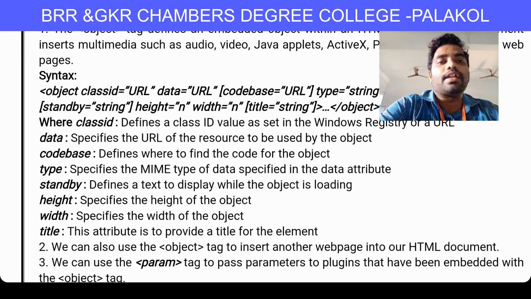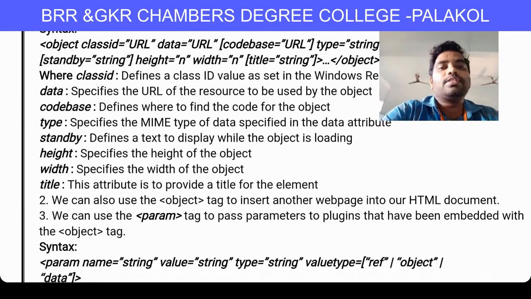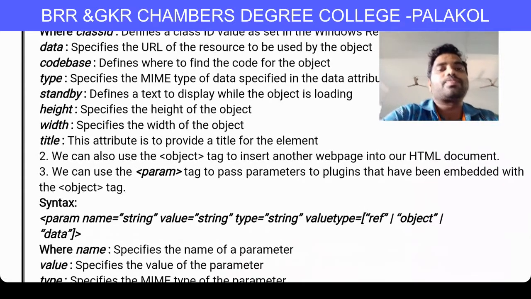The title attribute provides the title of elements. We can also use the object tag, angle bracket open, object and angle bracket close, to insert another web page or HTML documentation. We can use the param tag to pass parameters to plugins, the buttons that have been embedded within the object tag. Next one, param. The syntax is param name string, value string, type string, valuetype is the object.